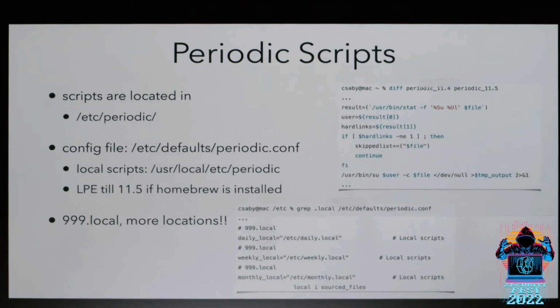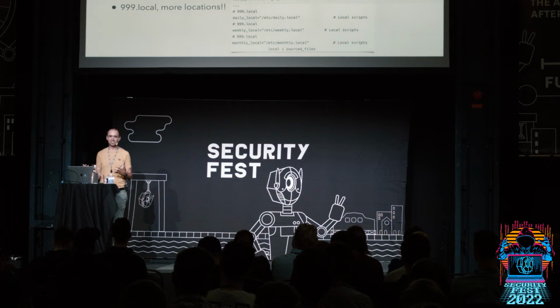So it's a boundary. But because the /usr/local directory was set to be owned by the user, you could create this etc/periodic directory, place a script there as a user, and that script would be executed as root. So it's like a trivial privilege escalation.